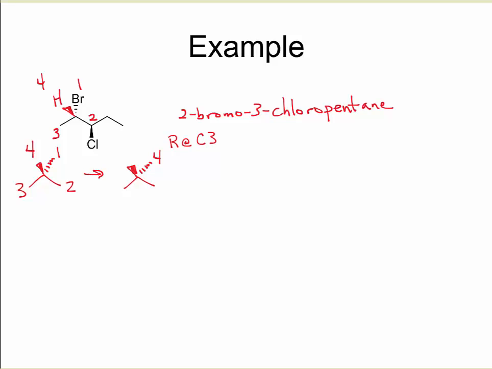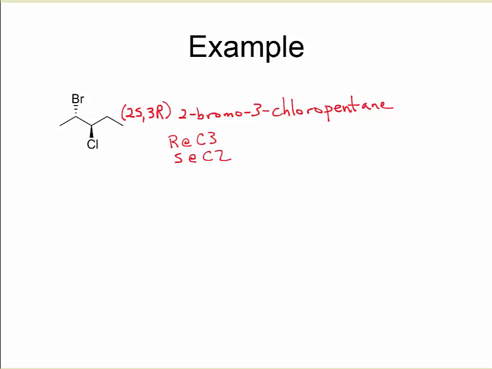I'm going to keep the number 3 group still, which means 1 rotates into the plane and 2 rotates pointing out. 1 to 2 to 3 is a counterclockwise motion, and so it is S at C2. So to represent the stereochemistry, I simply put 2S, 3R in front of the name of the alkyl halide.